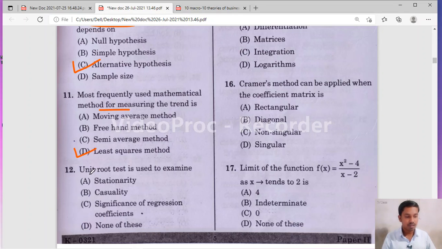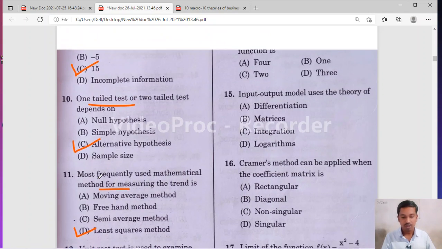Question number 12. Unit root test is used to examine option A stationarity, option B causality, option C significance of regression coefficient, option D none of the above. Yes, here the right answer is option A, stationarity is the correct answer.